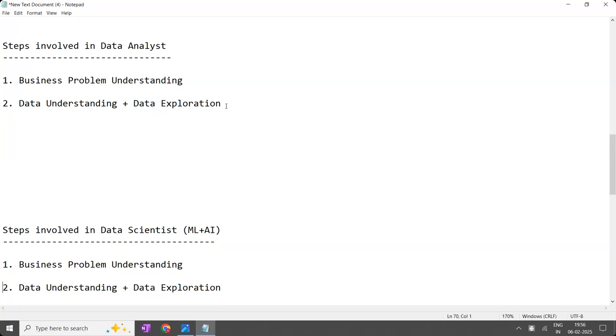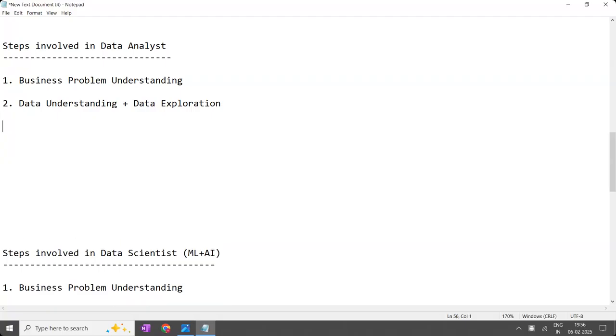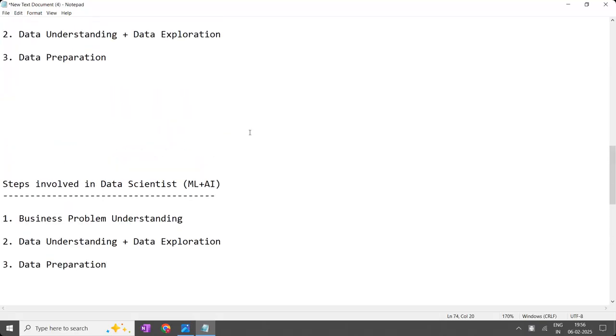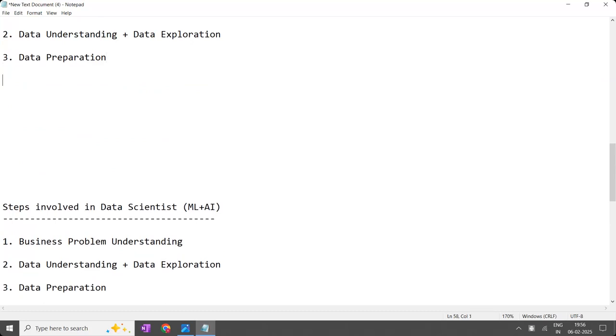Based on that, the next, third step is called data pre-processing, which is also called data preparation. So whether it is in the data analyst role or the data scientist role, it is data preparation. Preparation means where you are going to do the data cleaning. After doing the data cleaning, in both of them, it is common.